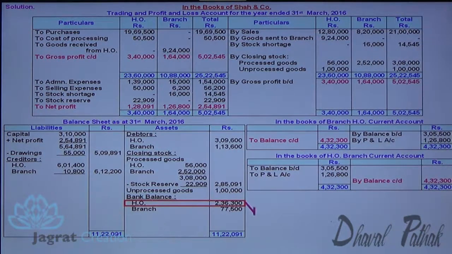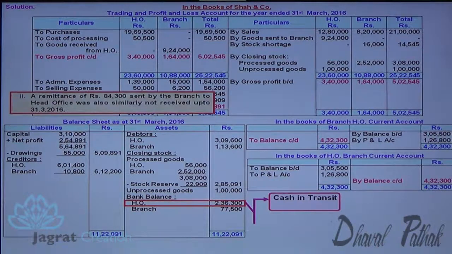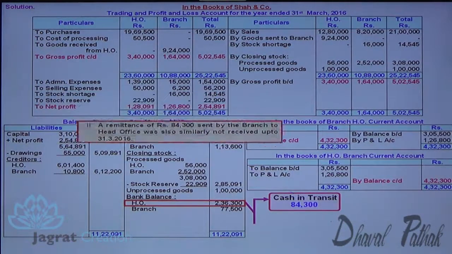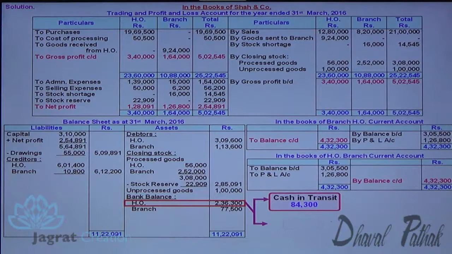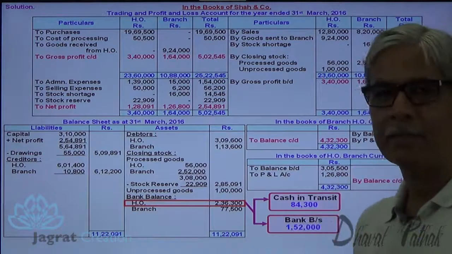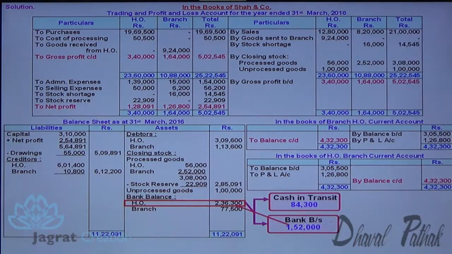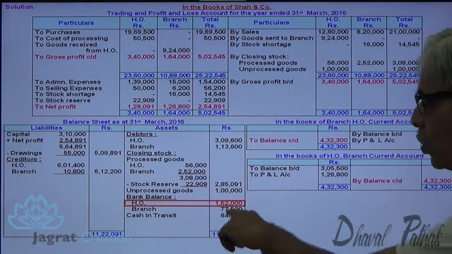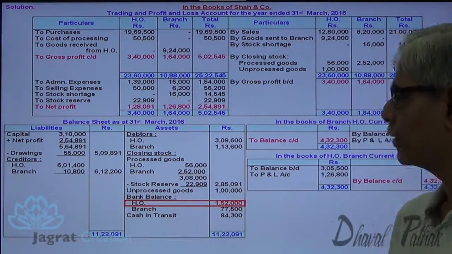So this HO's balance includes two elements. Cash in transit, 84,300, and the other cash. So if I want to bifurcate this information into cash in transit and other bank balance, I can do that. So other bank balance, I write 1,52,000, and here I write cash in transit. My balance sheet total will not change.